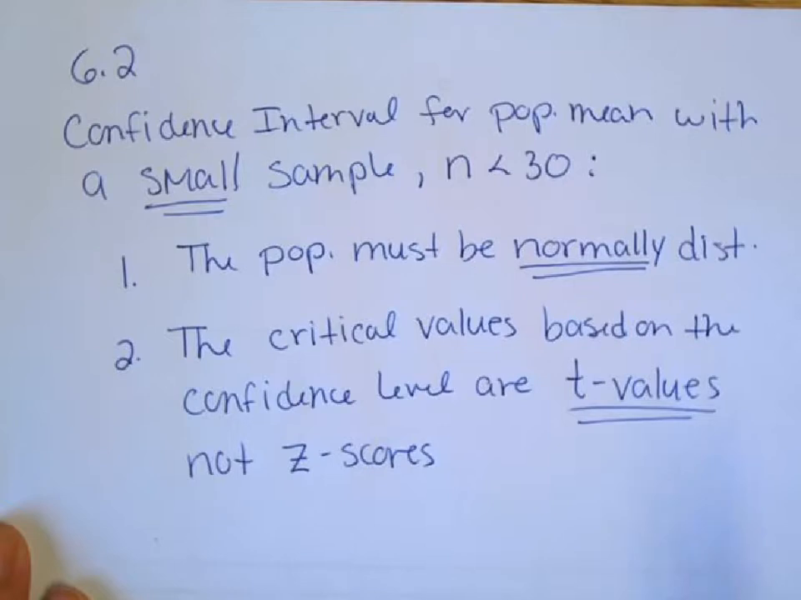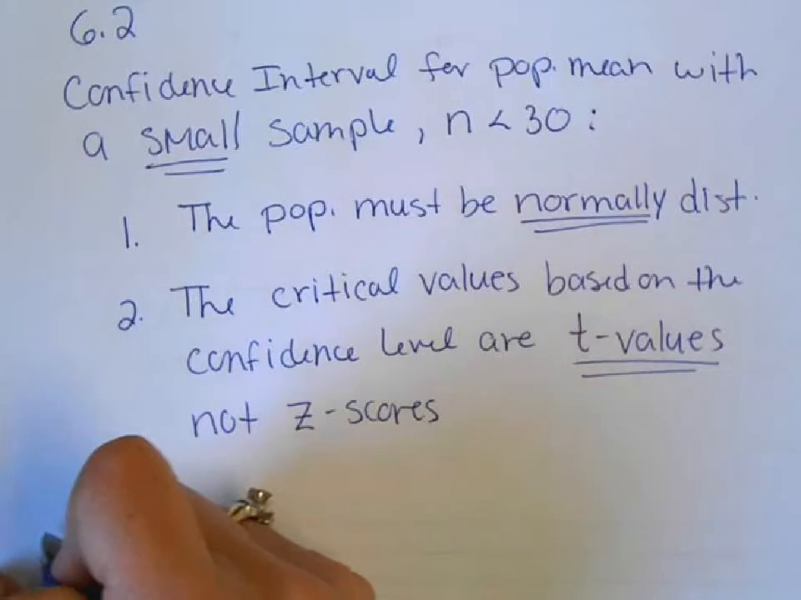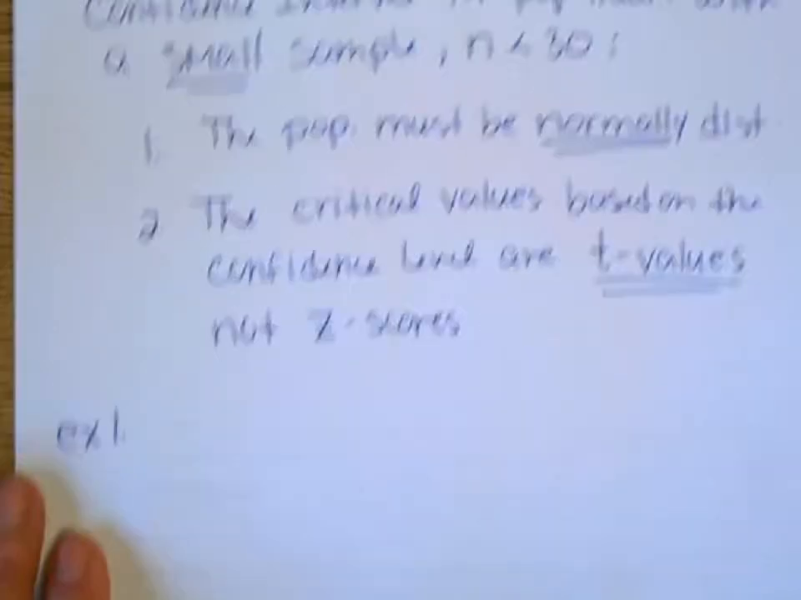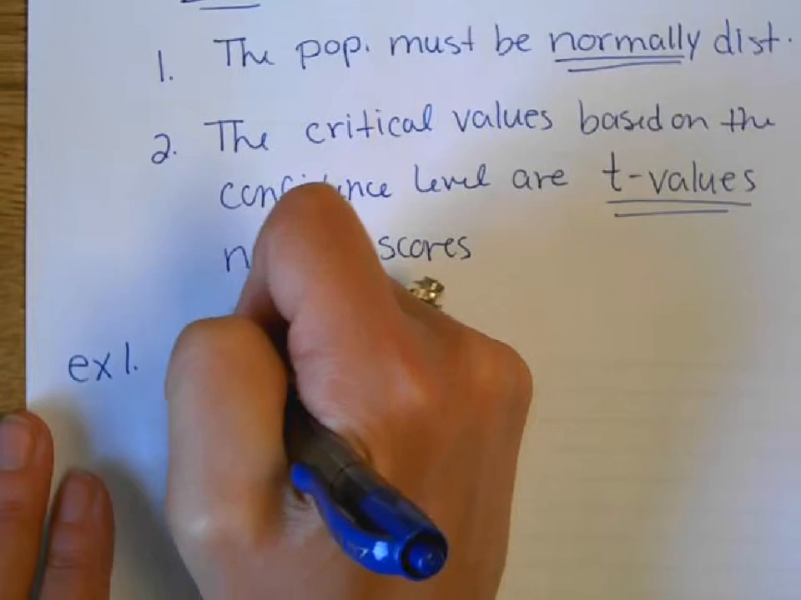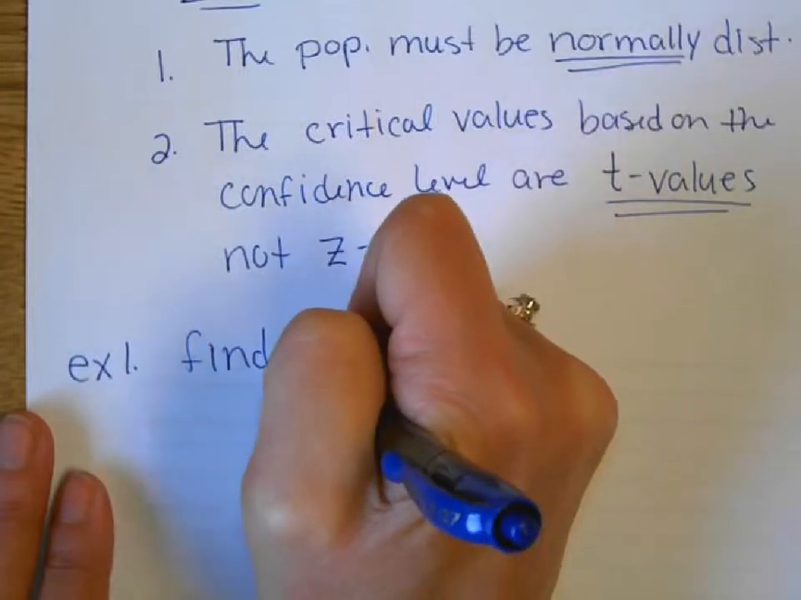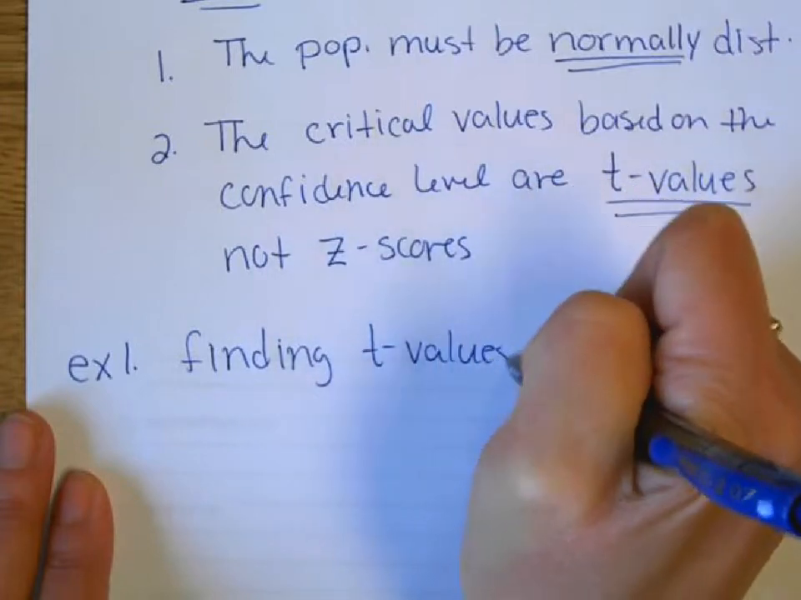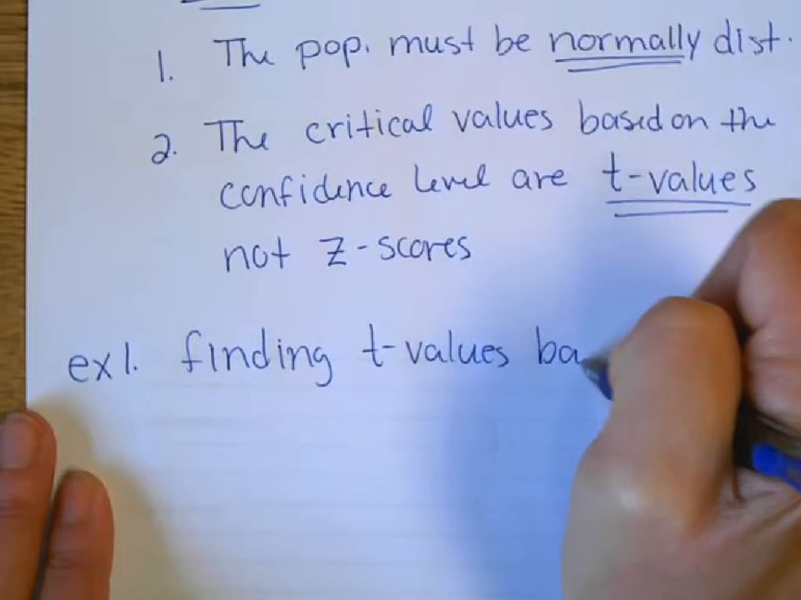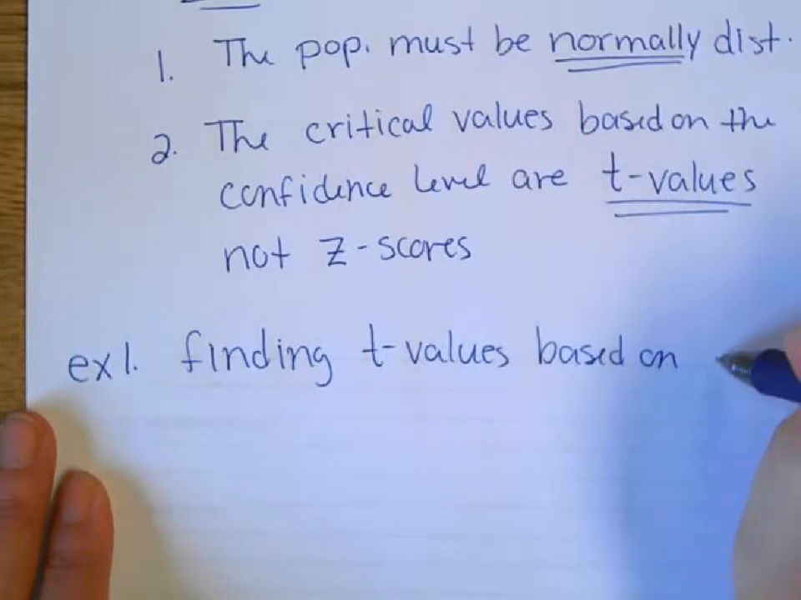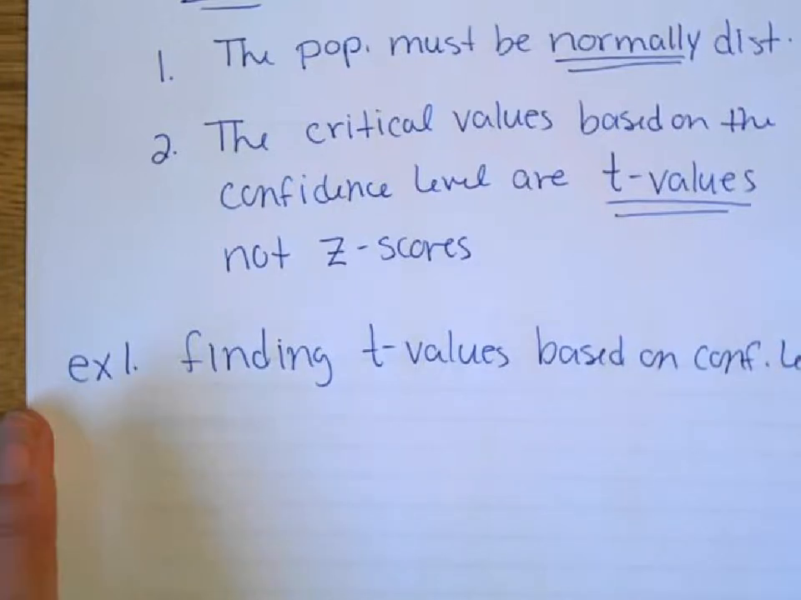So the first thing we need to do is figure out our t-values. There is no function on the calculator that will kick back a t-value. We have to use a table. So the first example is going to be finding critical t-values based on confidence level. You have to use a table. The table is in two places.